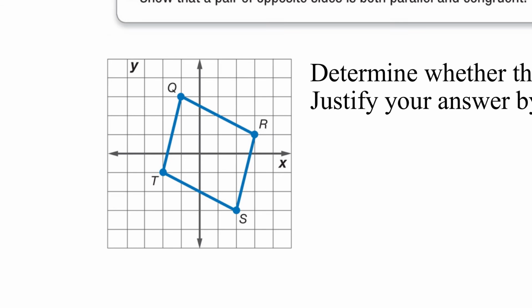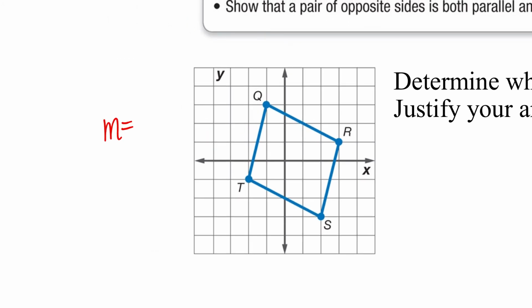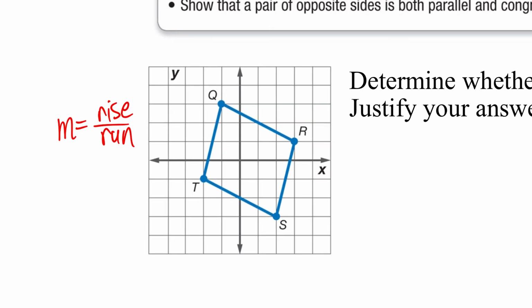Okay, good. Rise over run, you're right there now. What do we call that? The slope. Good. So remember, if 2 lines have the same slope, they're parallel. And let me remind you, the slope is rise over run. So what I want to do is find the slope of this line segment right here, TQ. That's what we're going to start off with.